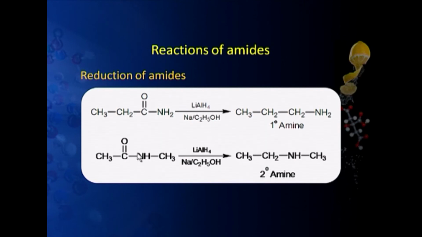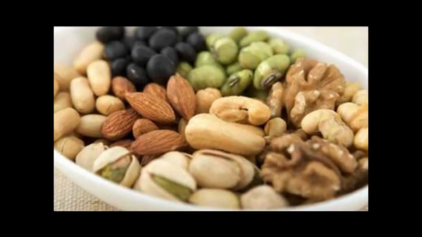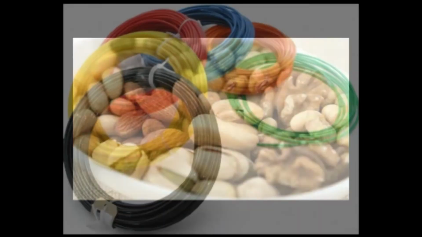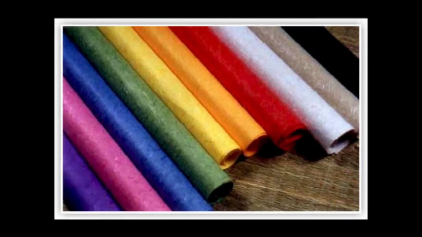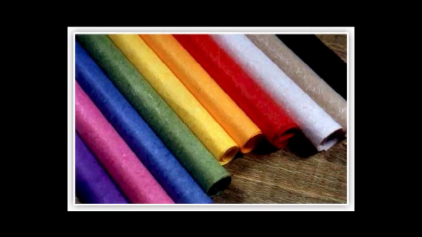When this is reduced, this CO will be reduced into CH2 and we will get a secondary amine, that is methyl ethanamine. Then uses of amides. Amides are less reactive, so they resist hydrolysis and provide structural rigidity, such as in proteins and polyamides like nylon. Another naturally occurring polyamide is silk, these are quite strong fibers.